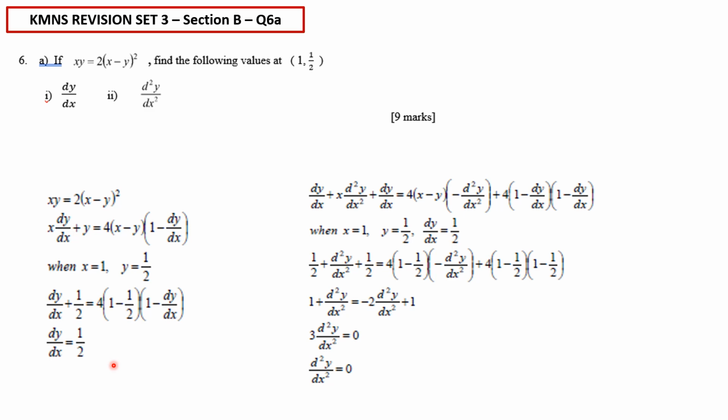And also again, you have to differentiate for the second time and substitute the values to get your d squared y over dx squared. As I said, you don't have to simplify your answer here to get d squared y over dx squared, because the question does not ask you for d squared y over dx squared in terms of x and y. It asks for the value. So you can always substitute first the values x equals 1, y equals half, dy dx equals half, because it's easier to deal with numbers than the unknowns.